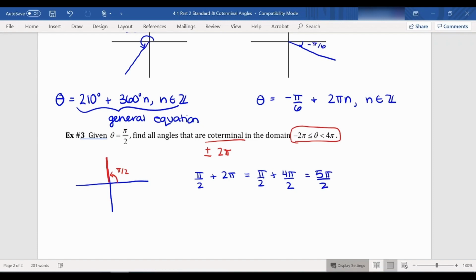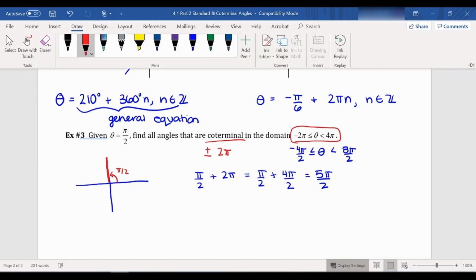Now, you might look and go, well, how do I know if that's in the domain? Since these are all pi over 2s and we're going to just keep adding entire circles, our answers are going to continue to be over 2. So what I would do if I were you is I would change my domain to be negative 4 pi over 2 to 8 pi over 2. So I would make a common denominator with my domain so that it's easy to compare. So now the question is, does 5 pi over 2 fit into this domain? Well, it's bigger than negative and it's smaller than 8 pi over 2. So yes, I'm going to include this one.